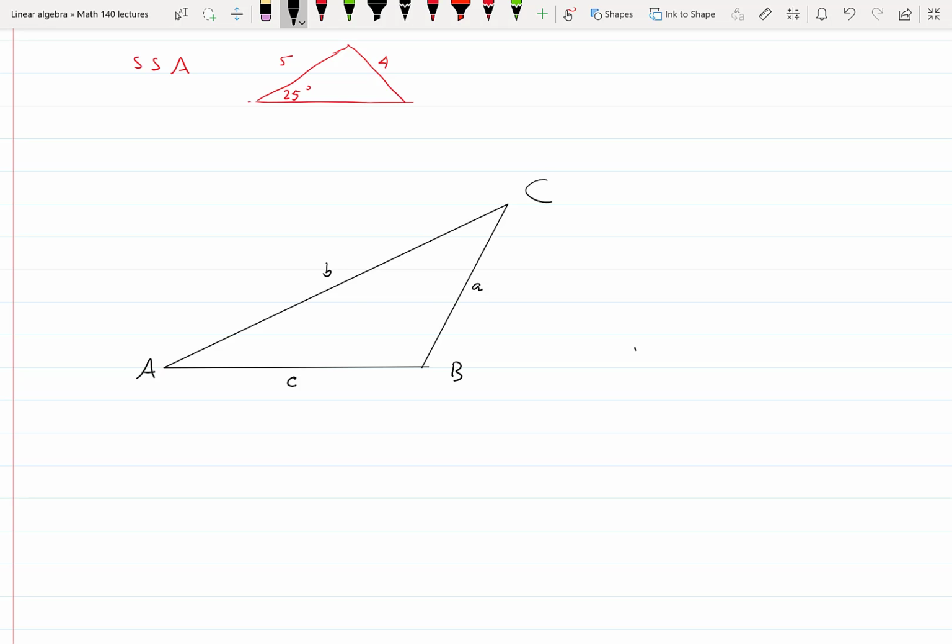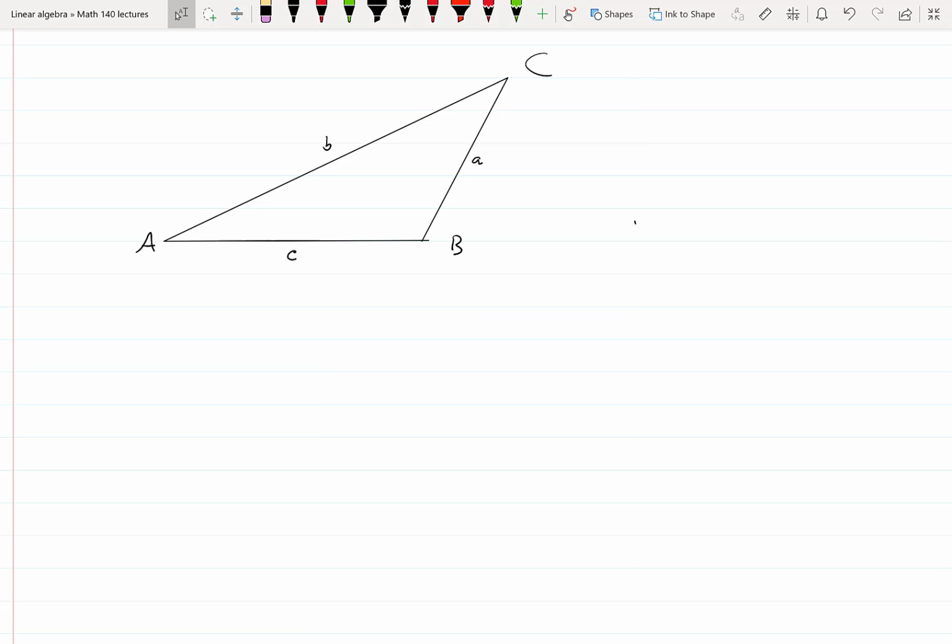So what is the law of sines? It's a very easy law to write, the law of sines. It's actually 3 equations written in one line. Here's the law of sines. It says the sine of the angle A divided by the side small a is equal to the sine of B over small b equals the sine of angle C over small c.